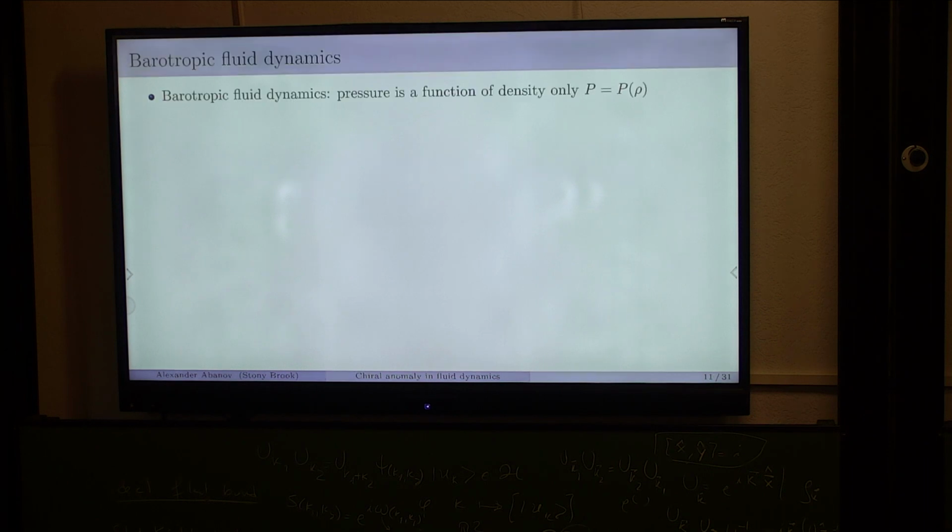So before, let me introduce what is known as barotropic fluid and show that there is an axial anomaly. Barotropic fluid dynamics is the dynamics for the fluid where pressure is a function of density only. So pressure generally can depend on temperature or other thermodynamic quantities, but now we consider the case when pressure is a function of only density. And the equations of motion are the equations from the first pages of any textbook on fluid dynamics, namely the continuity equation, conservation of mass or charge if the fluid is charged. And the second is the Euler equation, which is basically F equals ma, where force is given by the gradient of the pressure.